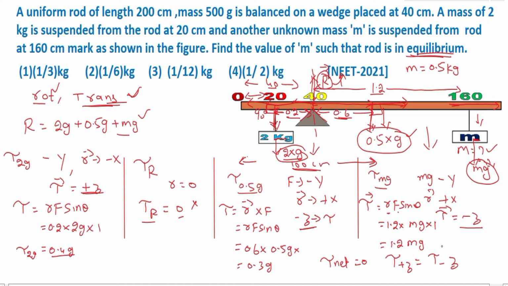This 0.4 g is equal to the total torque acting on the negative z axis, that is 0.3 g acting along negative z axis and 1.2 mg acting along negative z axis. So then we can write like this, that is total torque acting along negative z axis, that is equal to 0.3 g plus 1.2 into mg.